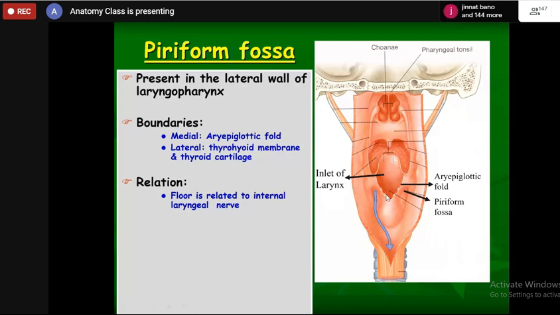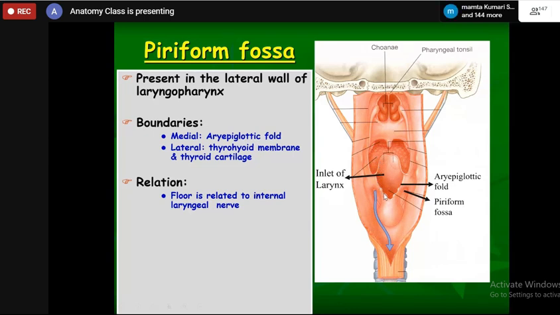This one is known as the arytenoid. Arytenoid cartilage. Now the fold which is extending from the arytenoid cartilage up to the epiglottis is known as the aryepiglottic fold. So medially we have the aryepiglottic fold.